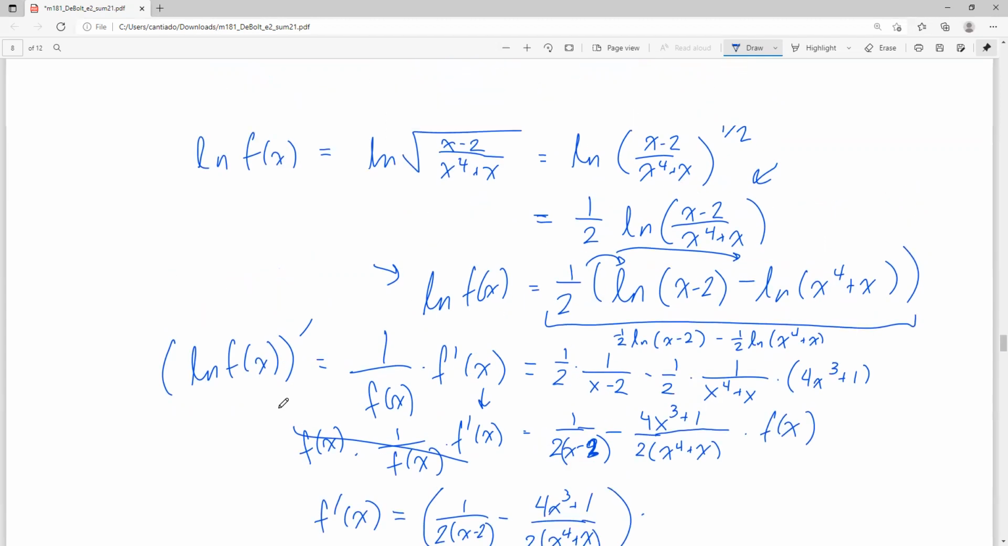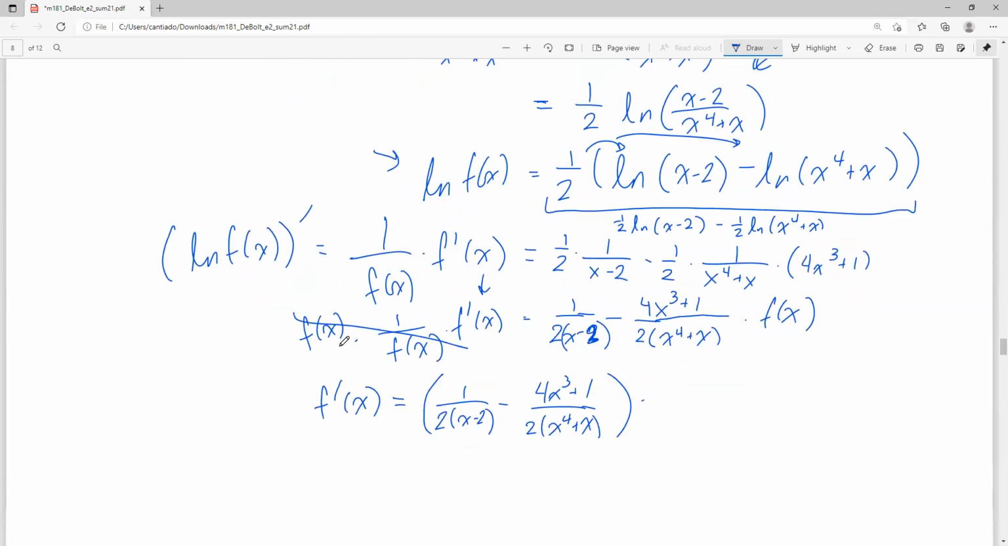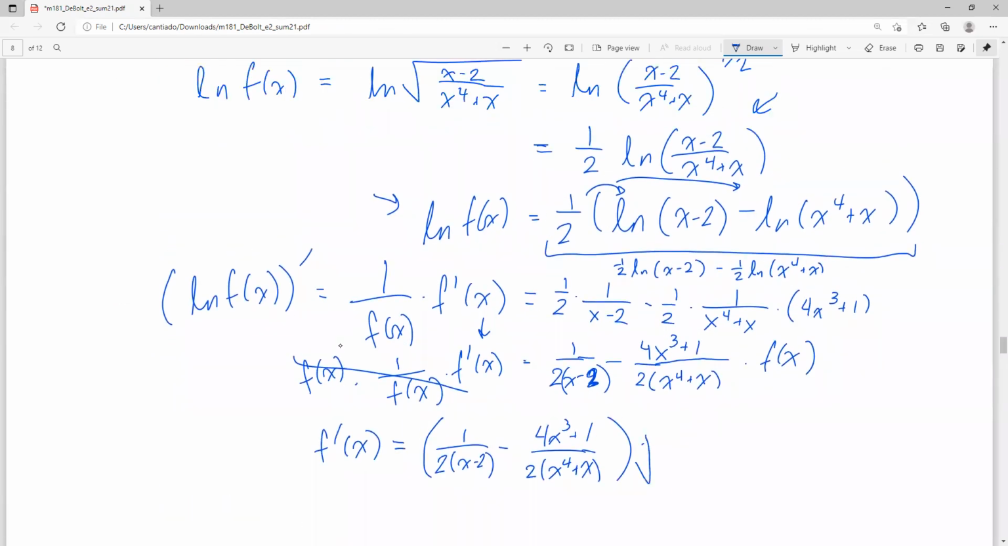What is f of x? Well, it's our original function. So it's times the square root of x minus 2 over x to the fourth plus x. And that is our final answer, right?